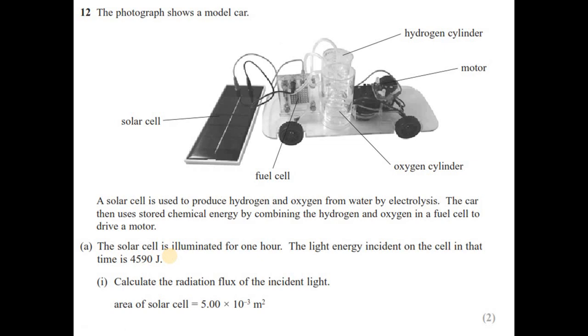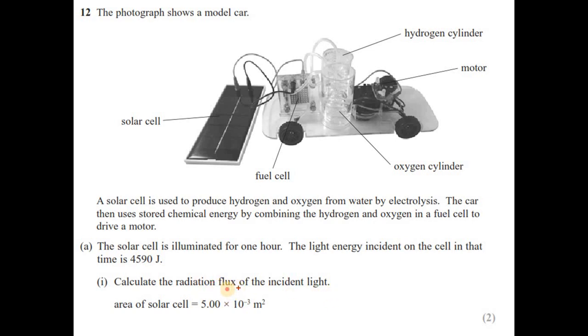The photograph shows a model car. A solar cell is used to produce hydrogen and oxygen from water by electrolysis. The car then uses stored chemical energy by combining the hydrogen and oxygen in a fuel cell to drive a motor. The solar cell is illuminated for 1 hour. The light energy incident on the cell in that time is 4590 joule. Calculate the radiation flux of the incident light.